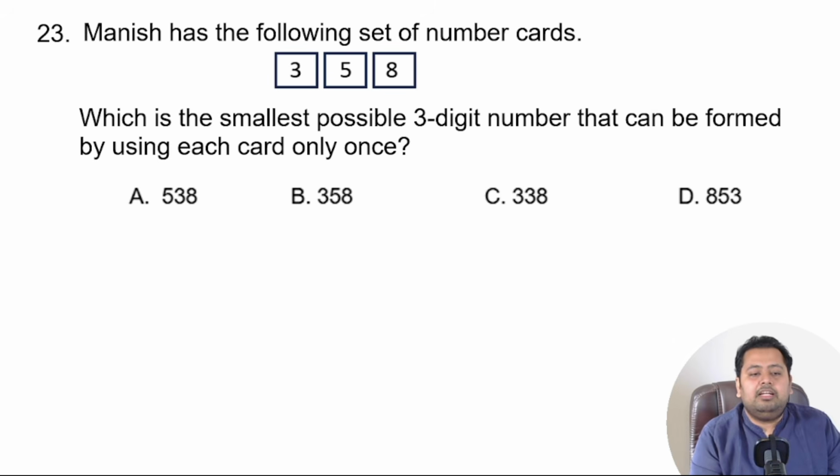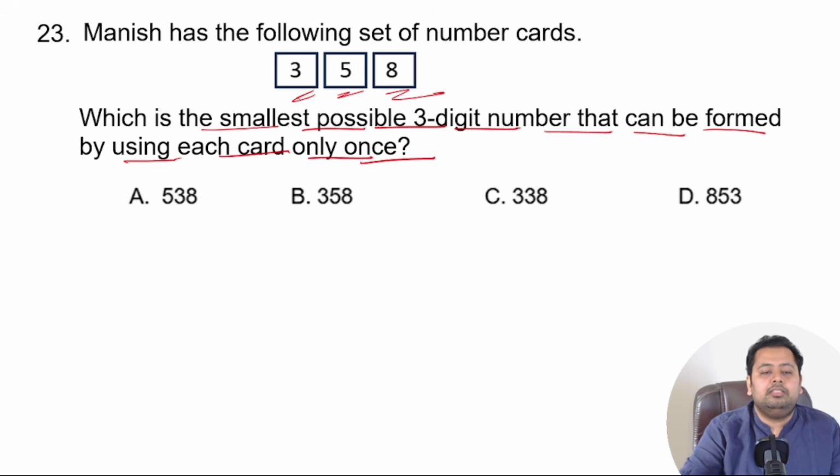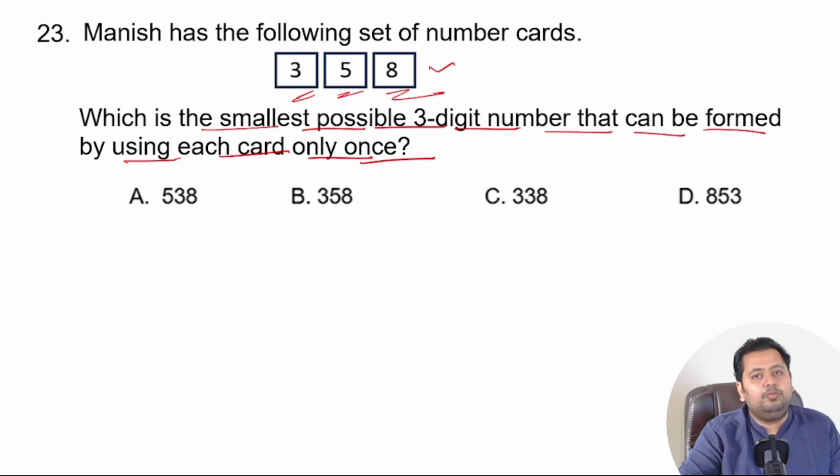Manish has the following set of number cards, which is 3, 5, and 8. Which is the smallest possible 3-digit number that can be found by using each card only once? But remember, we cannot repeat the cards. It has to be each card used once. So you have to find out the smallest 3-digit number. Again, pause the video, give yourself some time, solve it, and we meet the other side.